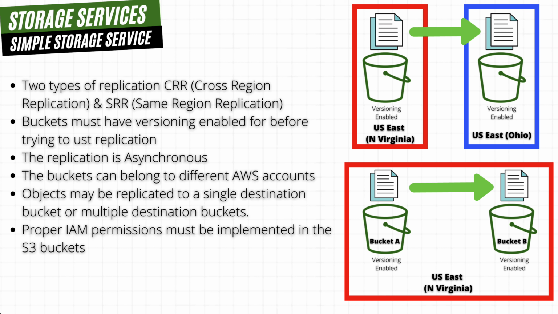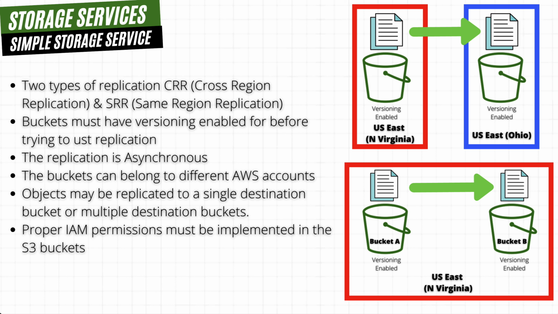For cross-region replication, our data gets replicated from one region, in this case North Virginia, to the destination bucket, in this case the Ohio region. For same-region replication, both of the buckets are in the same region, in this case just the North Virginia region.